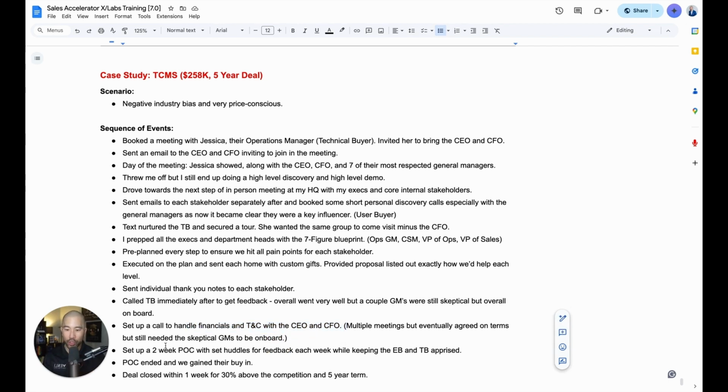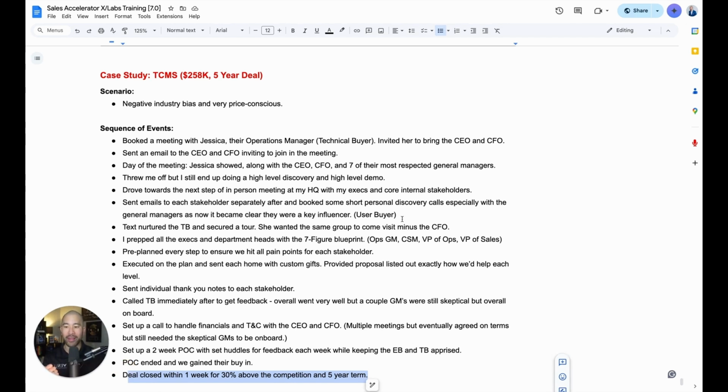So then I set up a 2-week proof of concept with set huddles for each week while keeping the economic buyer and technical buyer apprised. The POC ended with getting their buy-in, and the deal closes within a week after for 30% above the competition, 5-year term. Okay, this is a very non-linear process.